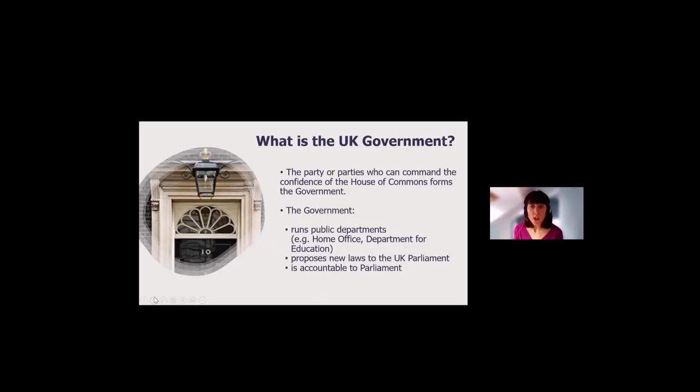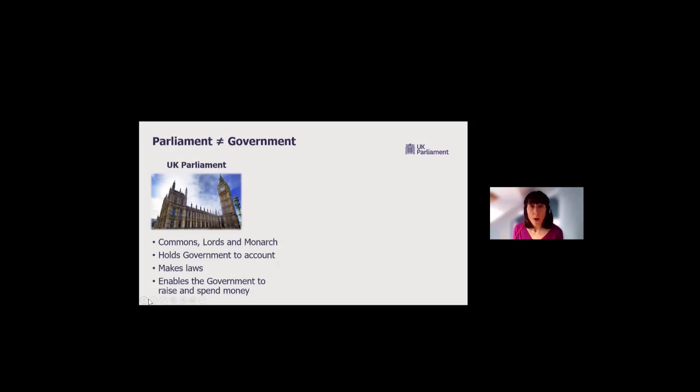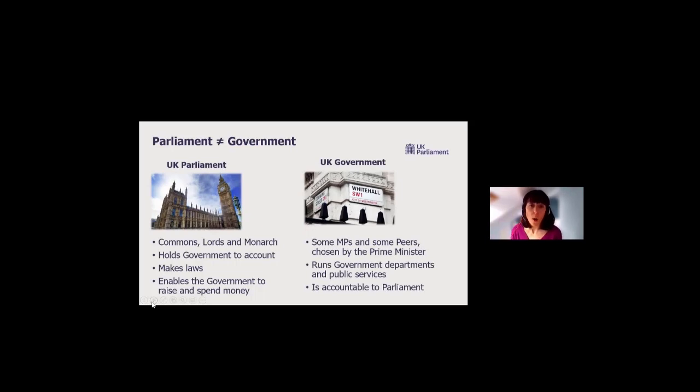They propose new laws to Parliament, so most new laws come from the government, and they are accountable back to Parliament. So this is just another way to think about this split, the fact that Parliament and government are not the same thing. So Parliament is in Westminster. We usually hear it referred to as Westminster. It is all MPs, all members of the House of Lords and the Queen. The government is in Whitehall, so just down the road.